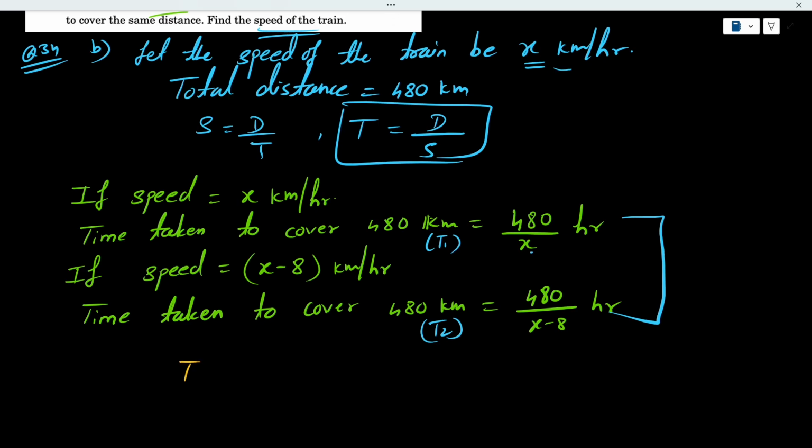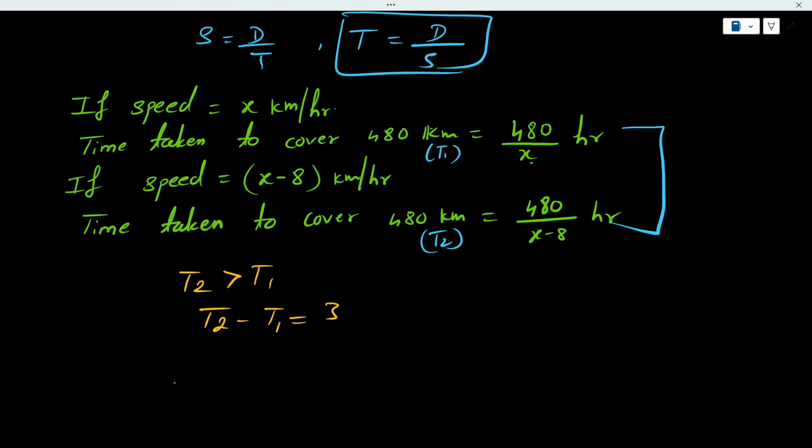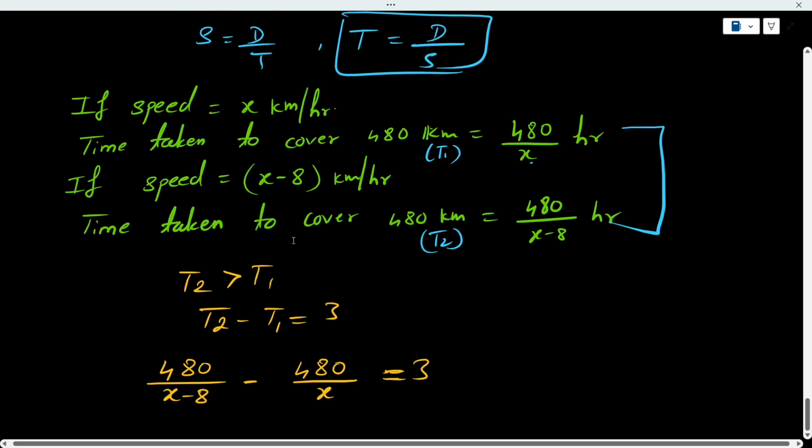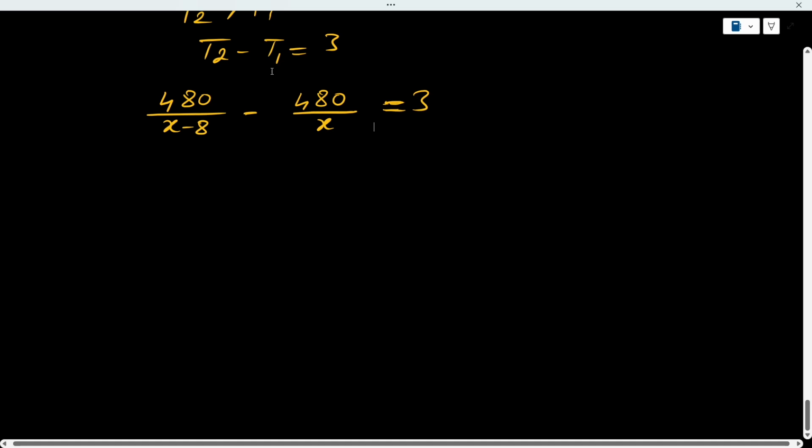So here T2 is the time at x minus 8 kilometer per hour speed, which is more. How much more is that? T2 minus T1 is 3 hours. So how will the equation be framed here? You'll write it down this way, because if you change the order, then you will get your speed as a negative value. So you need to be careful here. How are you arranging this equation? The order of the terms of this equation, equal to 3, right? When you are dividing by x minus 8, it will be the greater value.